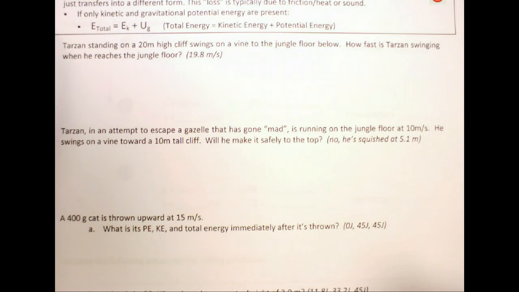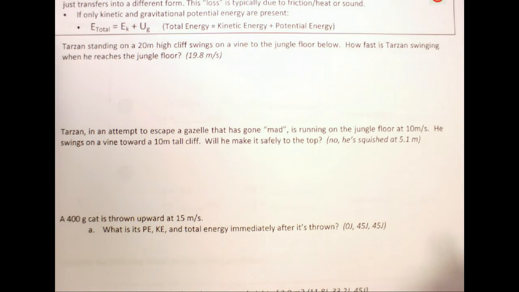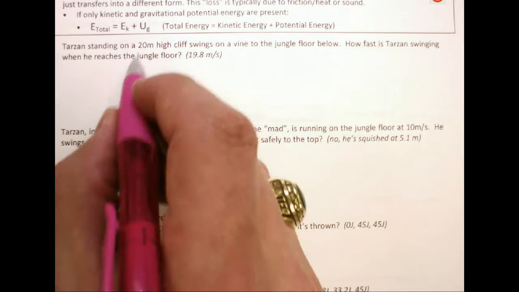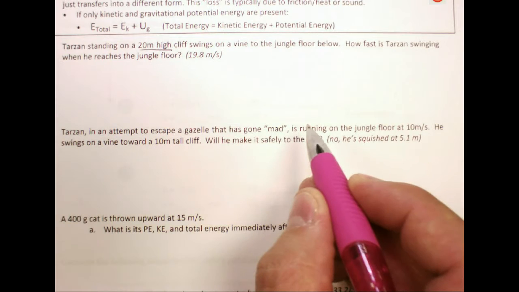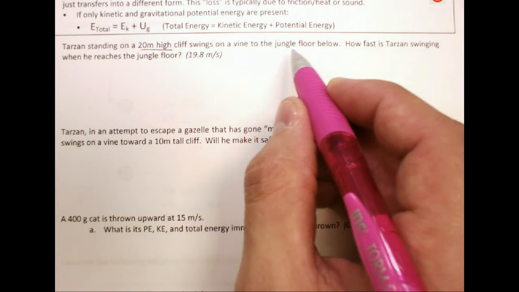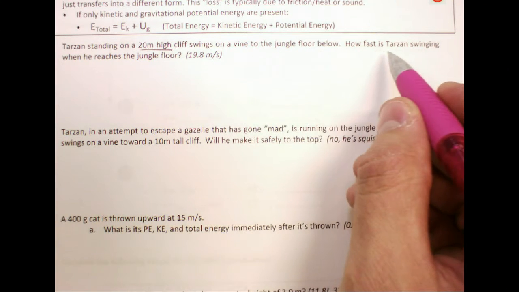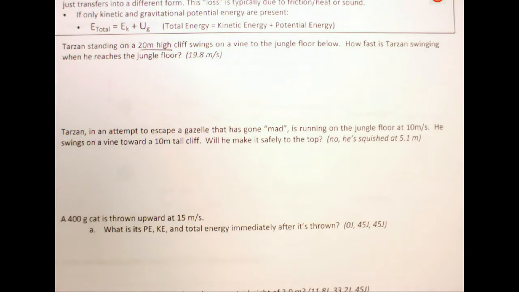All right. These are problems involving conservation of energy. So let's just start out with the first one. We got Tarzan standing on a 20-meter high cliff, and he swings on a vine to the jungle floor below. I want to know how fast he's swinging when he reaches the jungle floor.